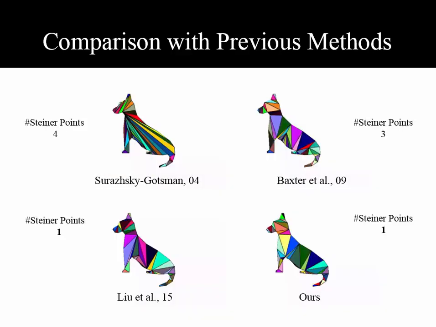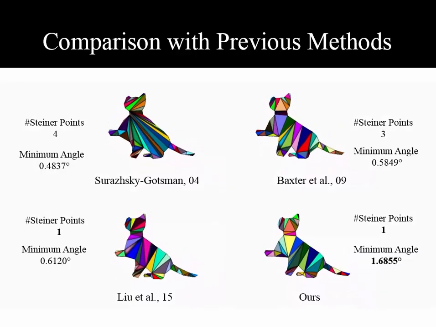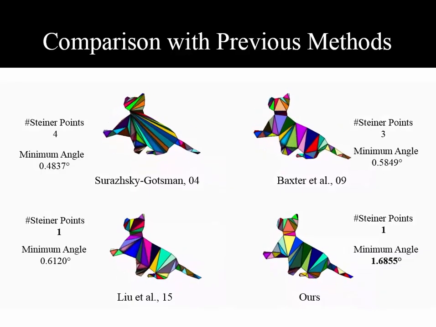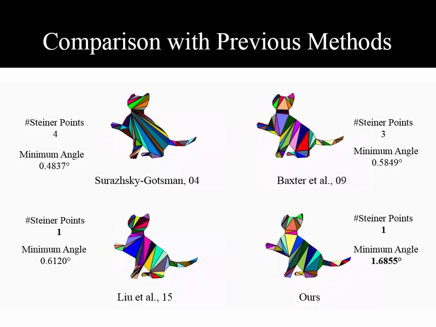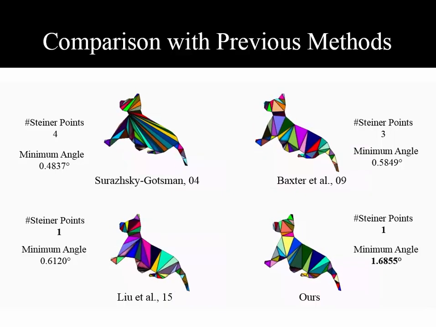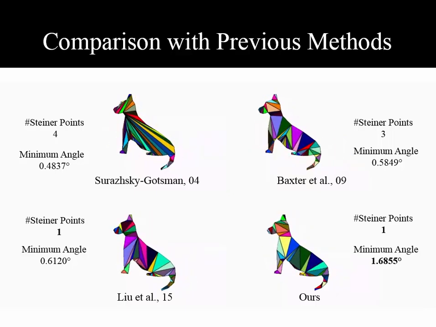Here is one more example of comparing different compatible triangulation methods. We can see that our method generates less number of Steiner points than the other methods, however, we achieve better mesh quality compared with the others.